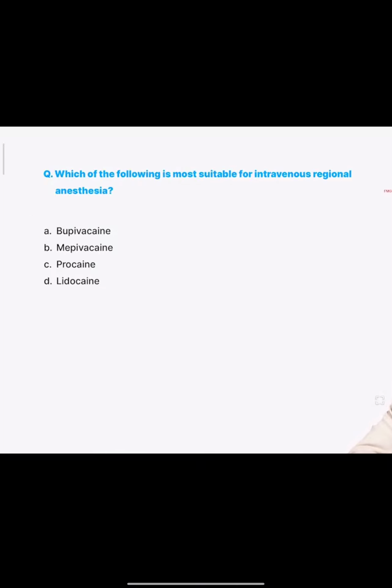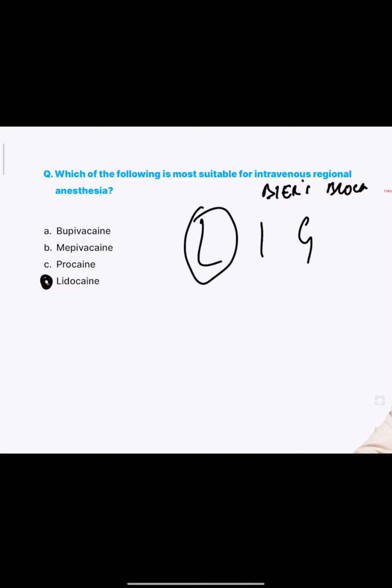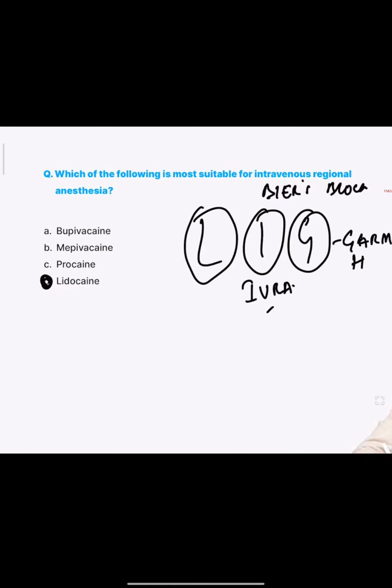Which of the following is most suitable for IVRA anesthesia? In IVRA, I told you IVRA is nothing but intravenous regional anesthesia, also called Bier's block. The most commonly used local anesthetic is what, guys? It is lidocaine. Remember LIG of lidocaine. Lidocaine means most commonly used local anesthetic worldwide. I is it is used most commonly in IVRA, and G is Garmi. Garmi means it causes hyperthermia, malignant hyperthermia.